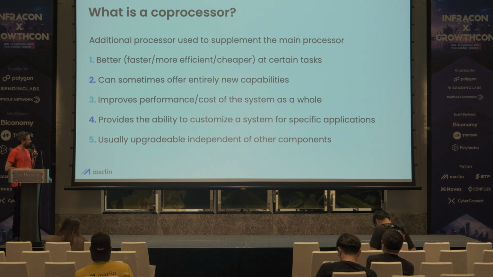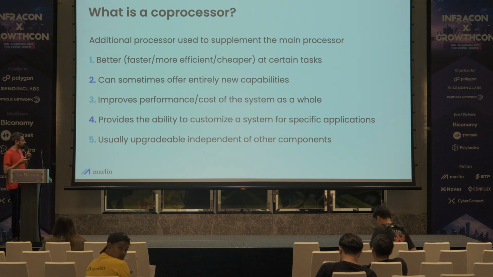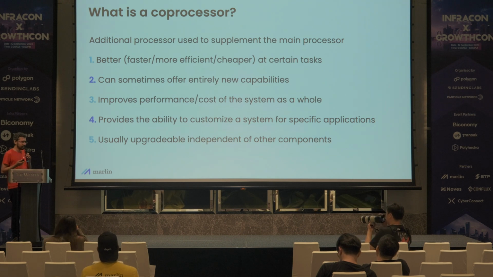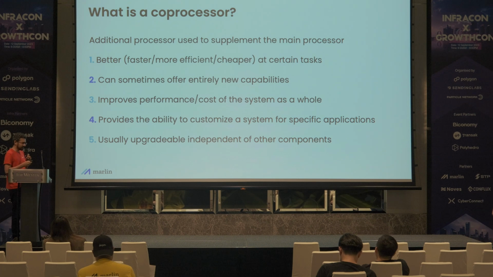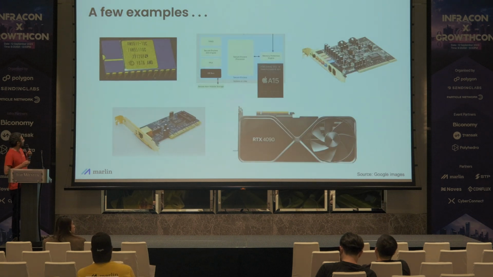Why use a coprocessor despite the additional cost? The reason is that it usually improves the performance or the cost of the system as a whole, and it usually provides the ability to customize the system. For example, if you buy a desktop off the shelf, you can add additional components to make it more capable. It's usually upgradable independent of the other components in the system. There are some examples over here. The one on the left you'll probably recognize as the GPU. That's probably the most popular one.